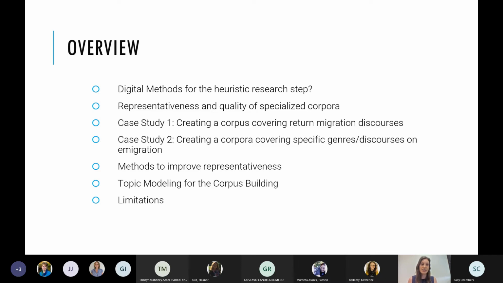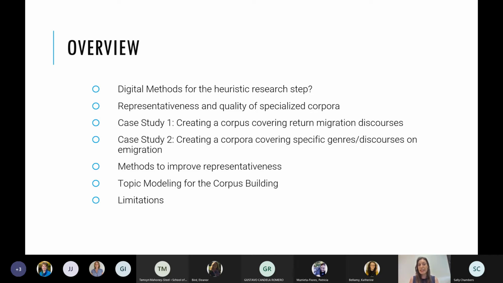And my second case study was creating a corpus covering specific genres of discourses on emigration. With emigration here, when I'm looking in the Austrian newspapers, I mean the emigration of people from Austria, but also Europe, to overseas countries. And I actually wanted to find out what kind of discourses are within this huge emigration discourse. For example, I wanted to know more about the financial discourse, also more about advertisements talking about emigration.